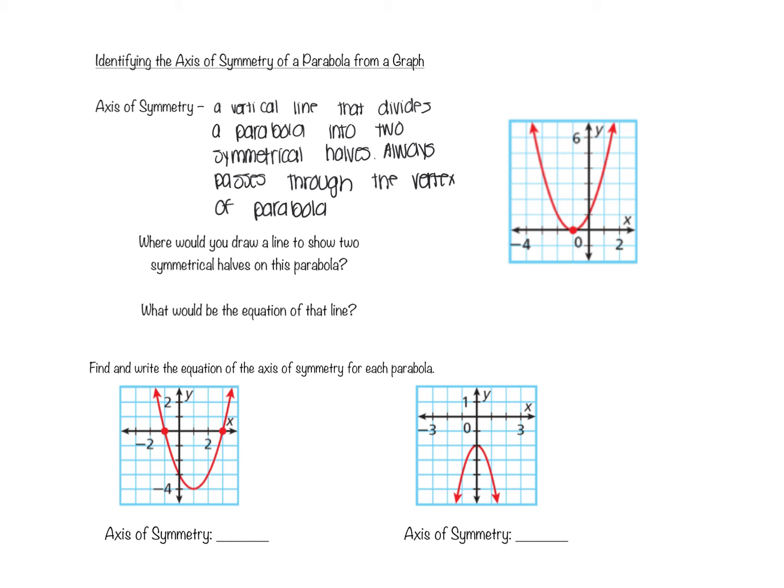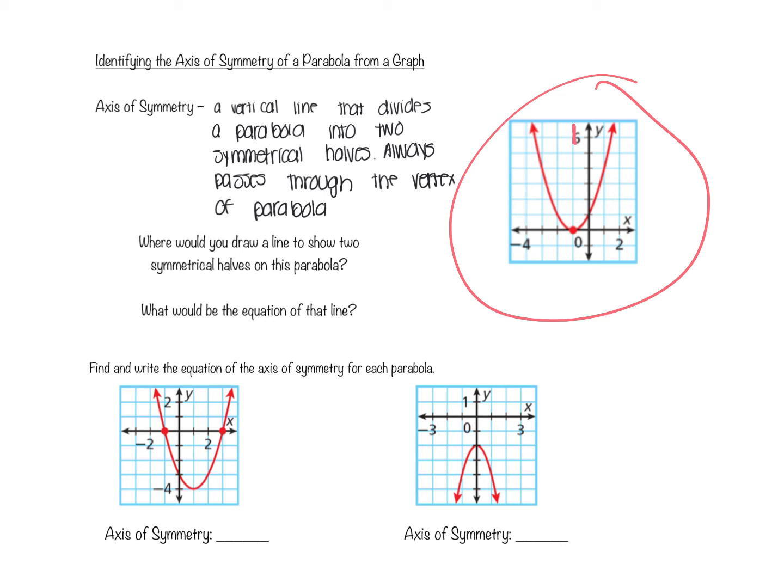The next thing we're going to talk about is another key piece of quadratics, the axis of symmetry of a parabola. The axis of symmetry is a vertical line that can be drawn through my graph and through my parabola that splits it into two symmetrical halves. It's important to note that this line will always pass through the vertex of our parabola.